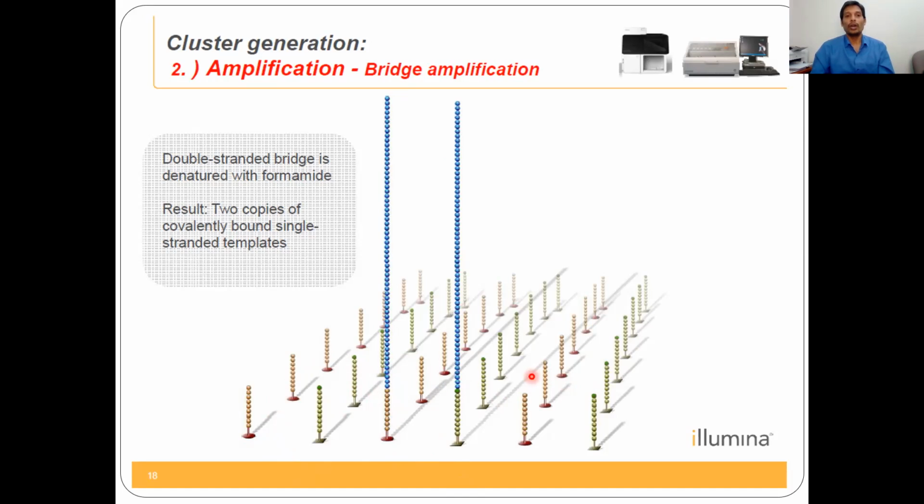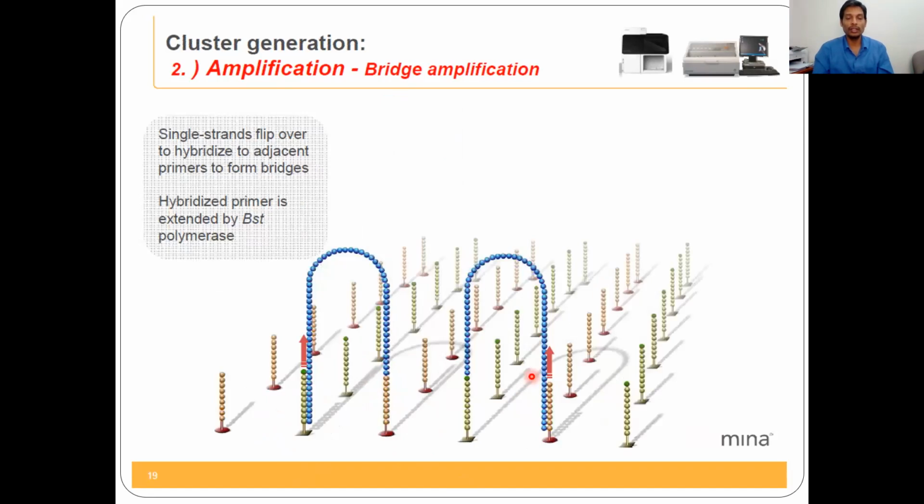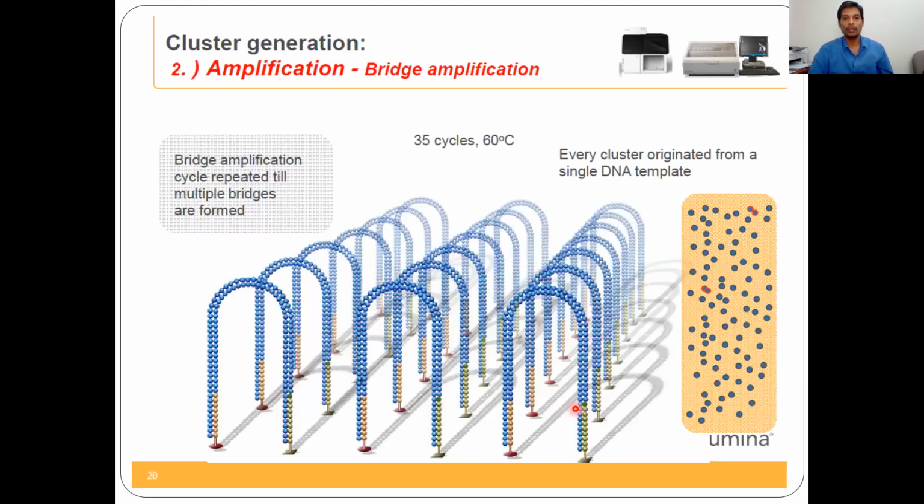What happens? You do the same thing multiple times, just like your PCR. You do multiple cycles. The next step is again annealing. You add the ionic strength in such a way that it will go and align with its complementary sequence. Then amplify, so it makes multiple copies. That's why it is called bridge amplification. The cycle repeats until multiple bridges are formed.